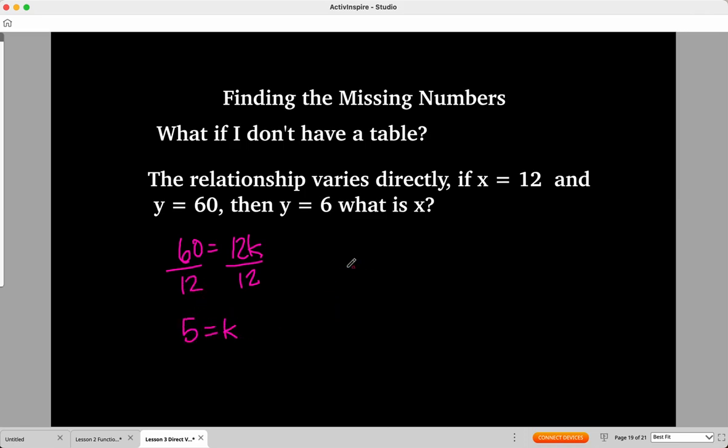All right, so I've got my k this time, so I'm going to say if y is 6 and k is 5, what's x? So we divide by 5. So what is x? X is 6 over 5. And that's perfectly fine. That's the answer. You could also go in and tell me, hey, Mr. Maloney, it's 1.2. That's the correct answer too.